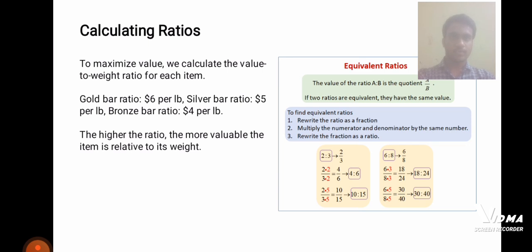Calculating ratios. To maximize value, we calculate the value to weight ratio for each item. Gold bar ratio $6 per lb, silver bar ratio $5 per lb, bronze bar ratio $4 per lb. The higher the ratio, the more valuable the item is relative to its weight. The ratio of A to B is the quotient A divided by B.